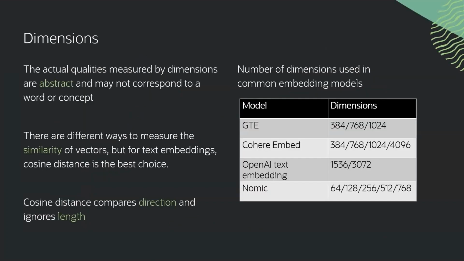In reality, there are many more dimensions in vectors. Commonly used models today range from a few hundred to several thousand dimensions, and the qualities measured by dimensions are not so clear-cut. They tend to be abstract and may not even relate to a concept that we might use to describe a thing. There are different ways to measure how similar two vectors are, but for text, the best option is called cosine distance, which compares only the direction of the vector, not the length.